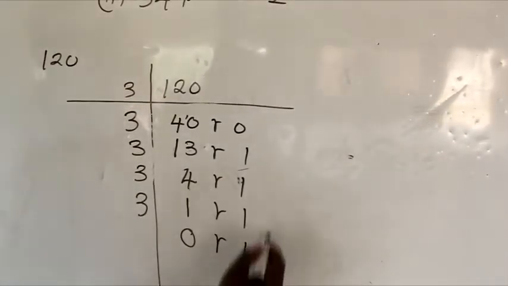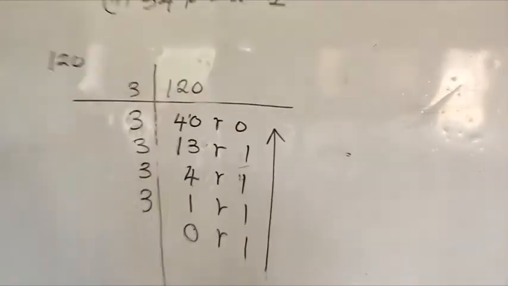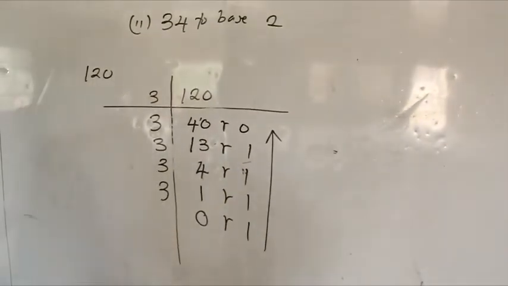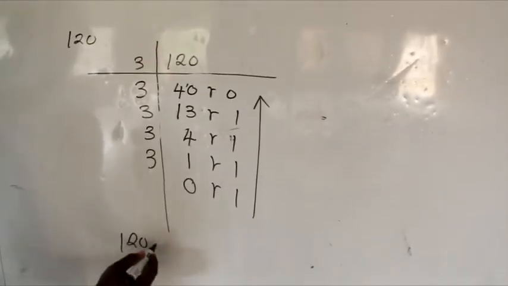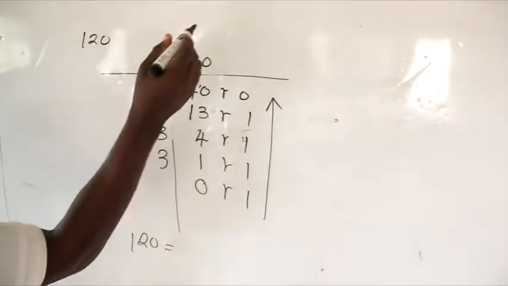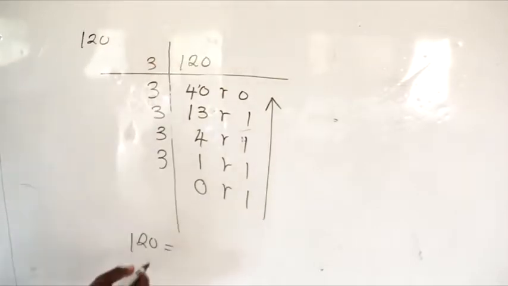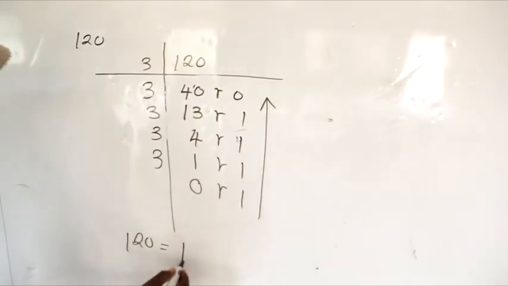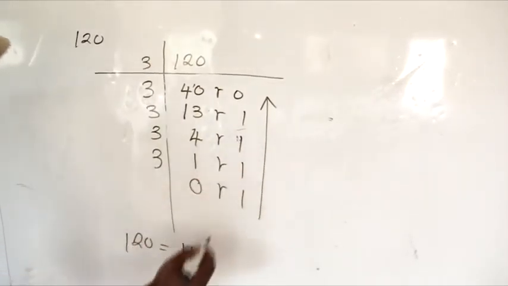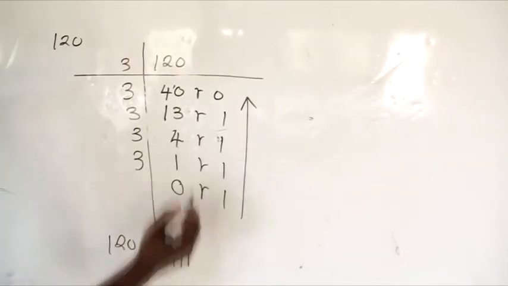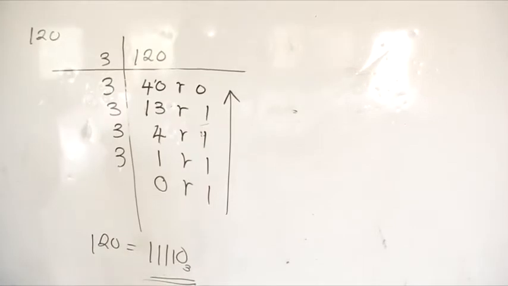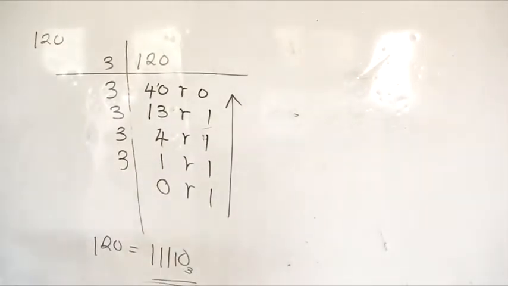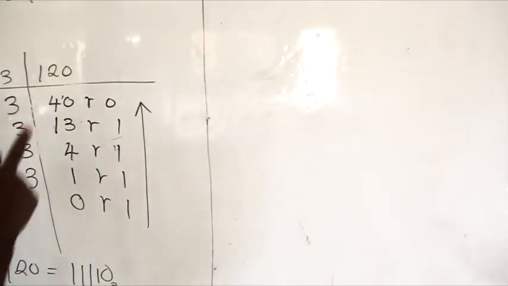Alright. So now we are going to read the answer from the bottom to the top. So we have 120 in base 10 to base 3 is going to be 11110 in base 3. That's the final answer. Hope you get it. Let's take the second question.